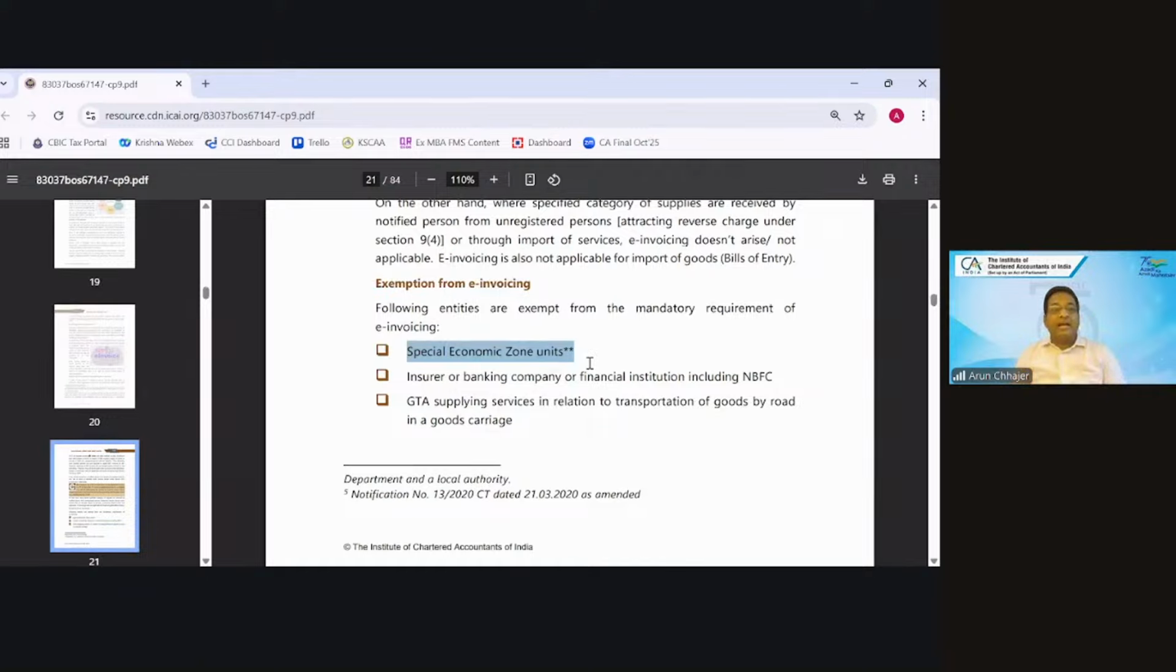If I'm an insurance or banking company or FI, financial institution including NBFC, exempted. GTA, supplying the service of the transportation of goods by road.